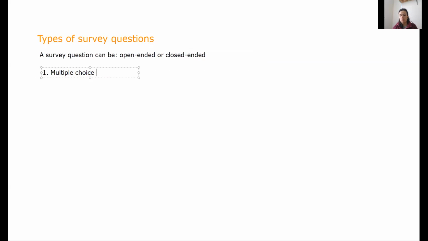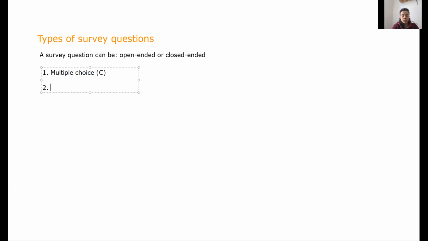According to you, a multiple choice question, is it open-ended or closed-ended? Closed-ended, right? Because the only answers that you can give are the ones that the author provides in advance.